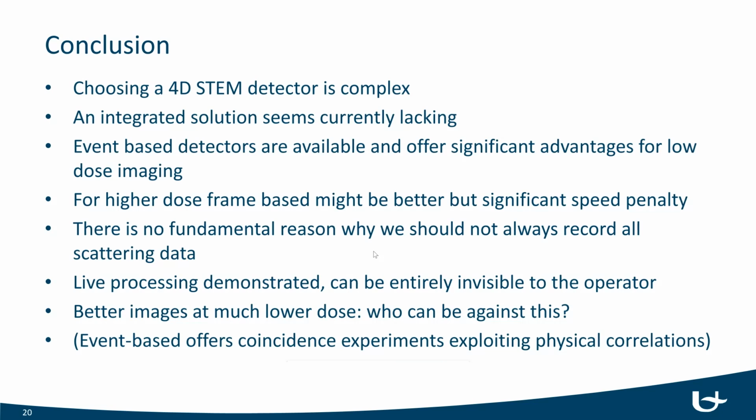For higher dose rates, probably the frame-based have an advantage, but there is a significant speed penalty. There is no fundamental reason why we should not always record all the scattering data as I showed here. Now we can, so why should we not? I mean, we are damaging our samples, we care for this information, so why only look at HAADF and throw away all this beautiful information that is in the more central directions?